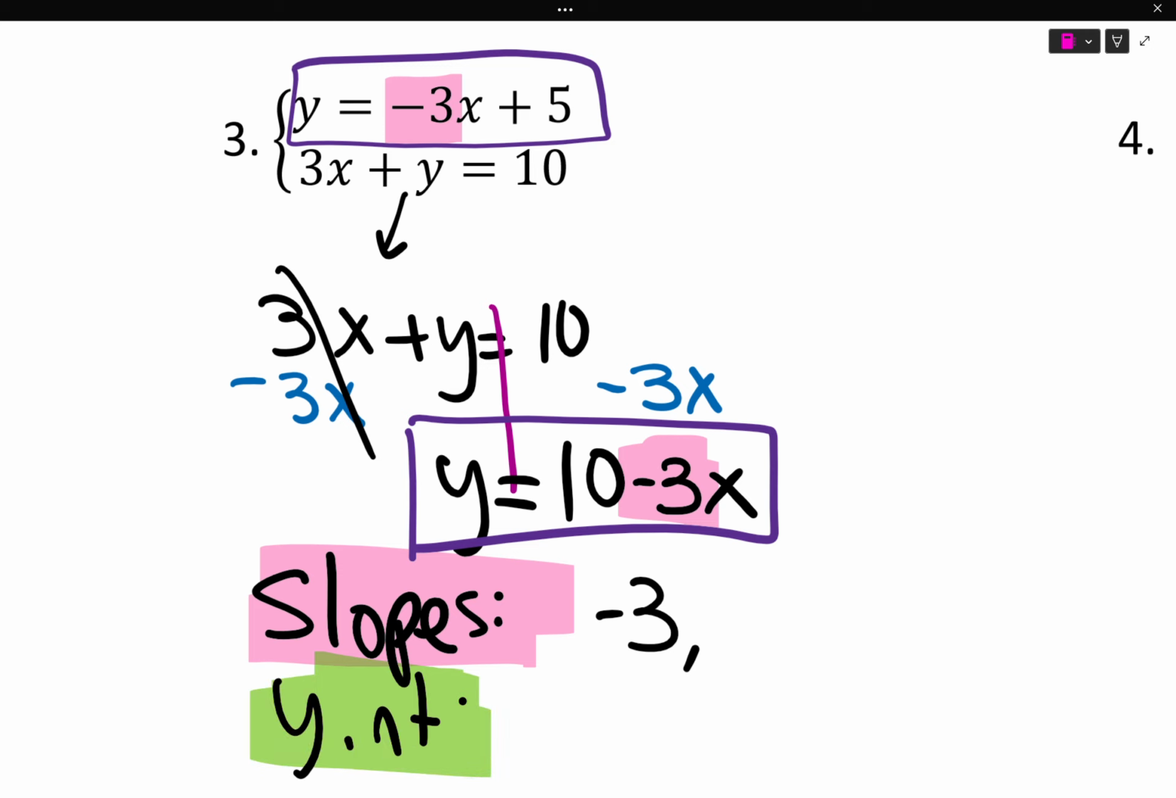For the first equation, the y-intercept is 5. For the second one, it's 10. The intercepts are different, the slope is the same, no solution.